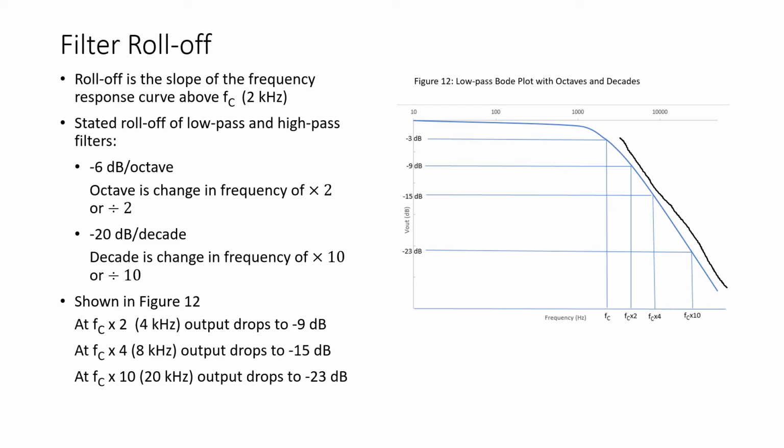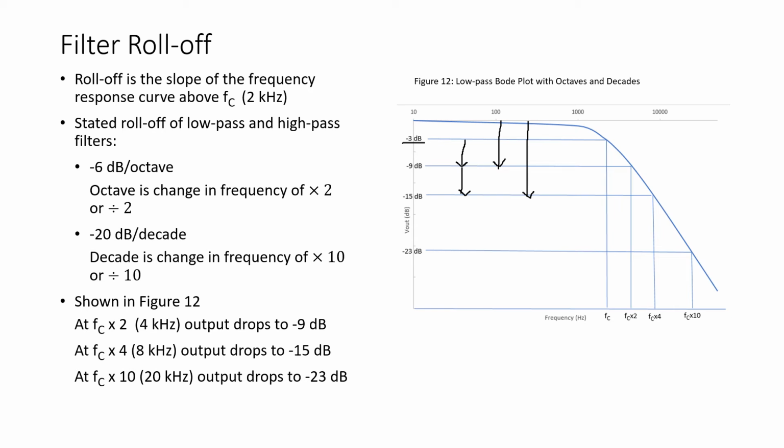So looking at the graph in figure 12, we see that at FC times 2, the cutoff frequency times 2, which would be 4 kHz, the output has dropped to negative 9 decibels. Again, at the cutoff frequency, the output has already dropped to negative 3 decibels, but from the cutoff frequency to the cutoff frequency times 2, we have dropped another 6 decibels, which puts us all the way down to negative 9 decibels. From FC times 2 to FC times 4, the output has dropped by another 6 decibels, which puts us down to negative 15 decibels.